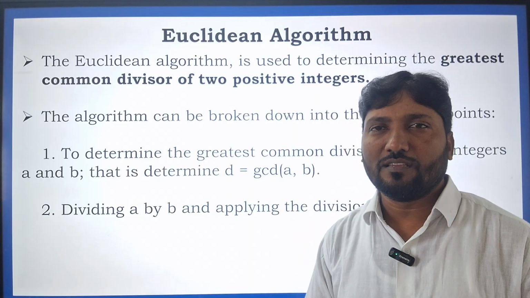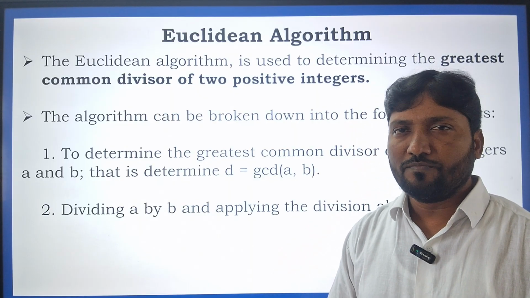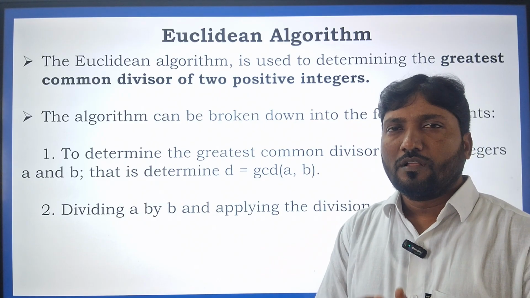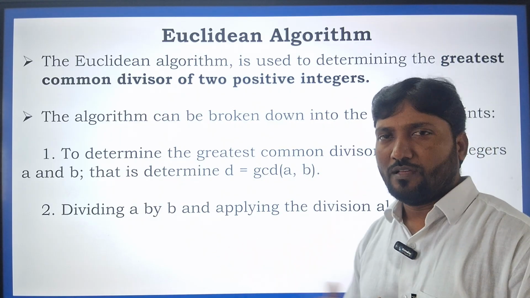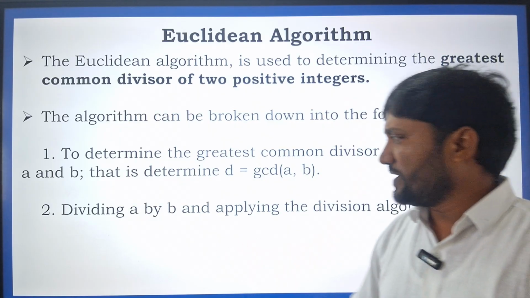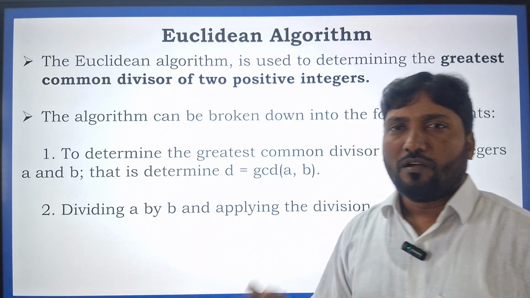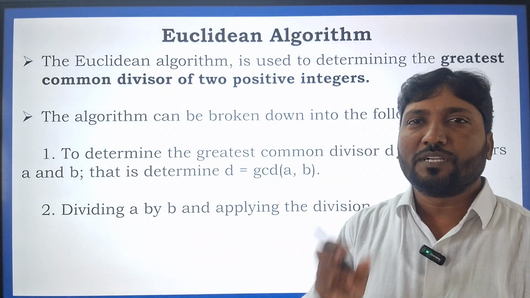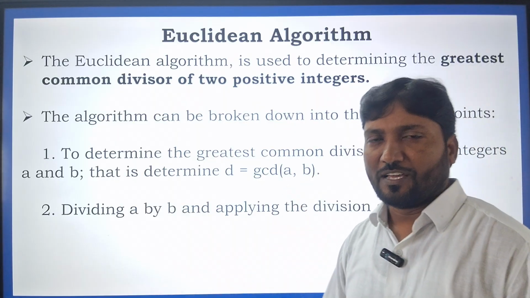So what is the meaning here? Now we are going to apply the algorithm. We must remember that a must be greater than b. Then only we are going to apply this algorithm. So that's why we divide a by b. That means the a value must be greater than b. Then only we are going to apply this algorithm.